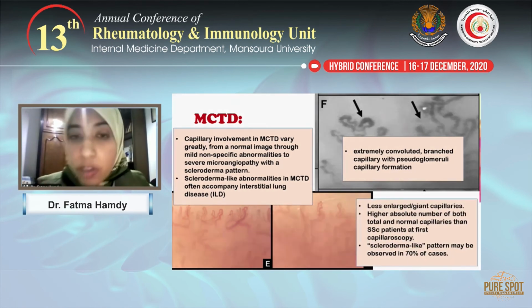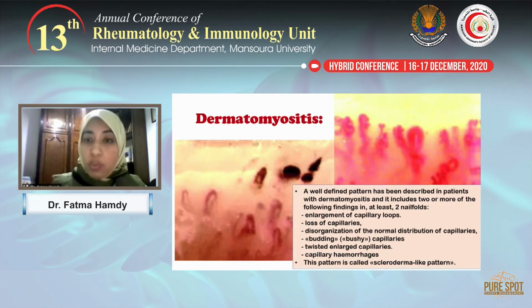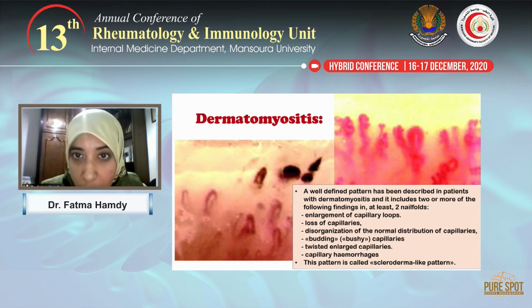As regards dermatomyositis, dermatomyositis has a well-defined pattern, which includes findings such as enlargement of the capillary loops, loss of capillaries, disorganization of normal capillary distribution, and budding or bushy capillaries, as we can see in this image. This is called bushy capillary.